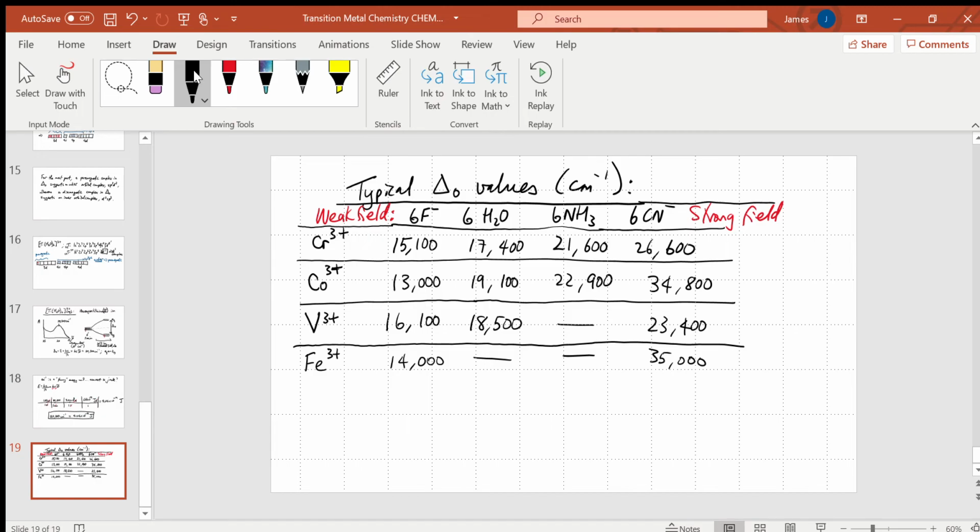Well, we've got a spectrochemical series. That's what we can learn. So from looking at these field splittings, we can decipher the spectrochemical series, at least for first row transition metals.